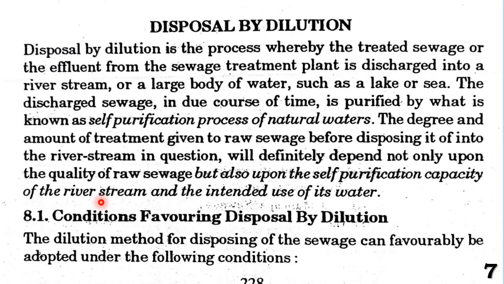So automatically, organic matter reduces, which means the pollution or contamination level also reduces. This process is continuously going on. This process is called the natural purification process of water streams.